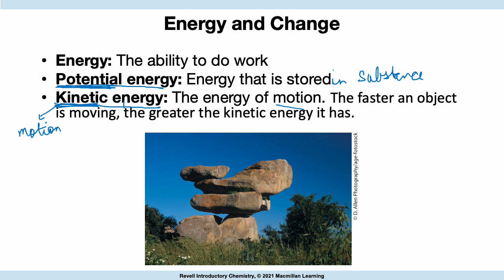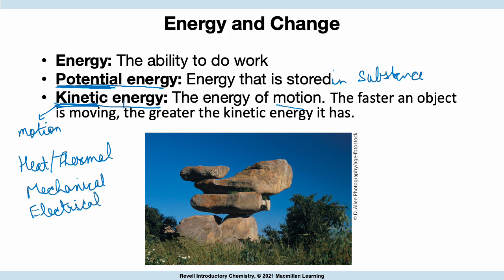Now there are multiple other forms of energy. For example, there is heat energy, which is also called thermal energy. Energy because of the high temperature. The higher the temperature, the more the heat energy. Another energy is mechanical energy, the energy that is present in machinery. Then there is electrical energy, the energy that is due to the electric current. So there are multiple forms of energy, and an important thing to remember is all these forms can be converted from one form to another.